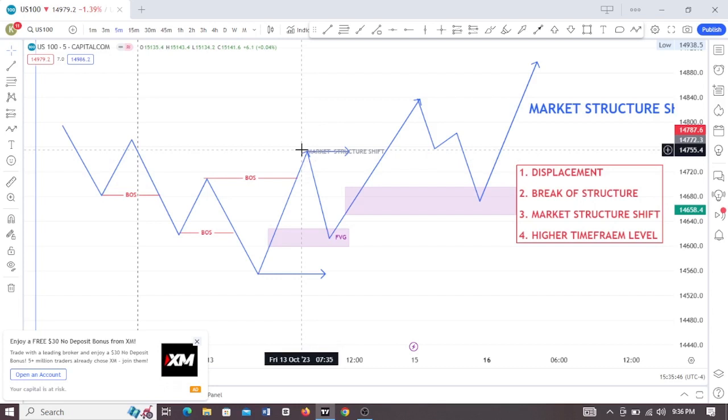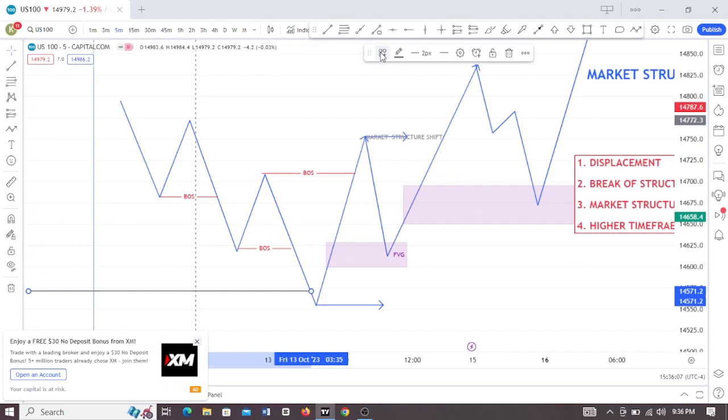Higher time frame level. What higher time frame level is, take for example in this thing here. If you go to the left and you find that, okay, we have this on a daily time frame. We have a daily order block here.